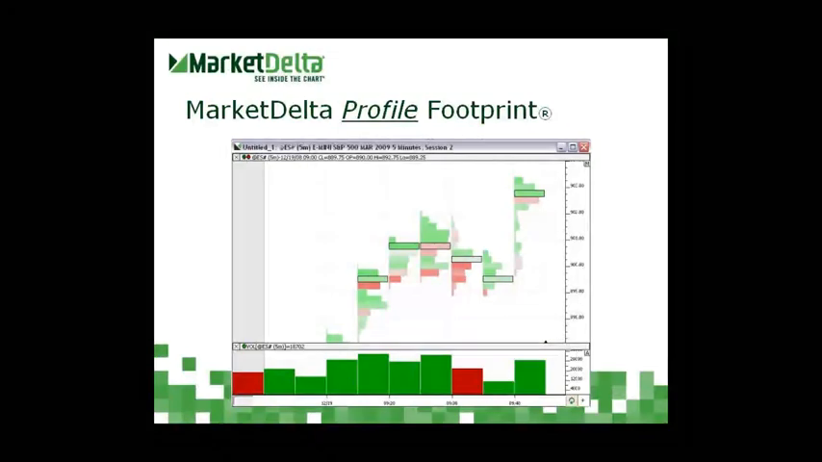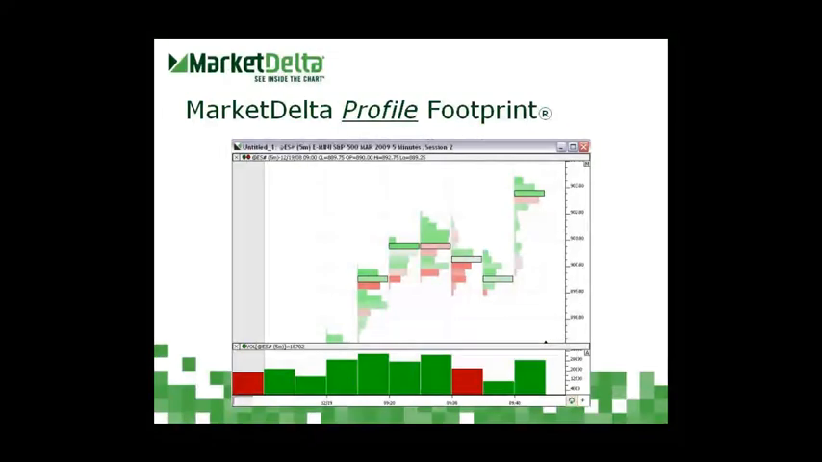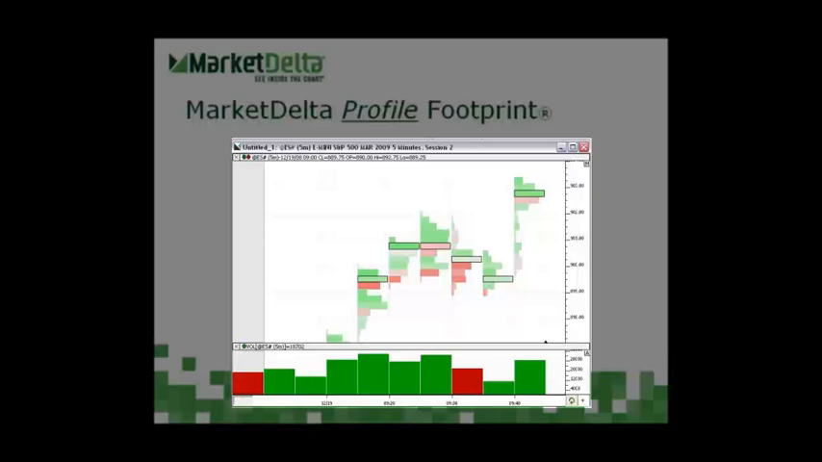Let's look at one more iteration of the footprint style, the footprint profile. The numeric information is gone, replaced strictly by color and shape. This presentation is advantageous for quickly absorbing great amounts of data and in particular recognizing patterns.